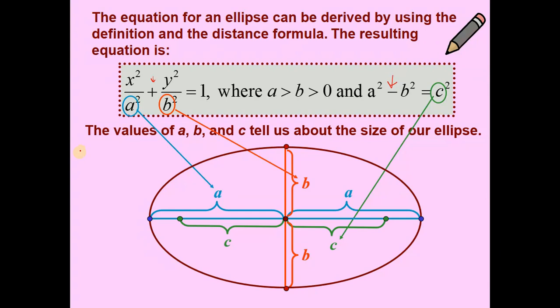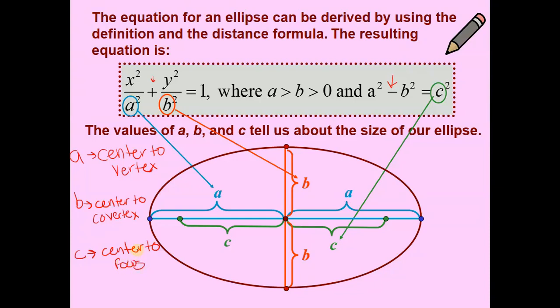Now, you're probably saying, Marsh, how are we going to memorize this? Well, let's make a little note here off to the side. A is center to vertex on both sides. B is center to co-vertex on both sides. And C is center to focus on both sides. I don't know how you're going to be able to memorize these, but after the fifth time of graphing, these kind of come back to you and you memorize which one's which. A, first letter in the alphabet, goes to vertex, B is the co-vertex, and then C just has to be the focus.